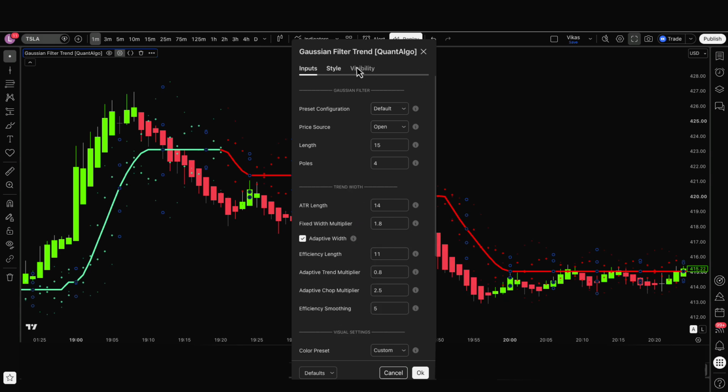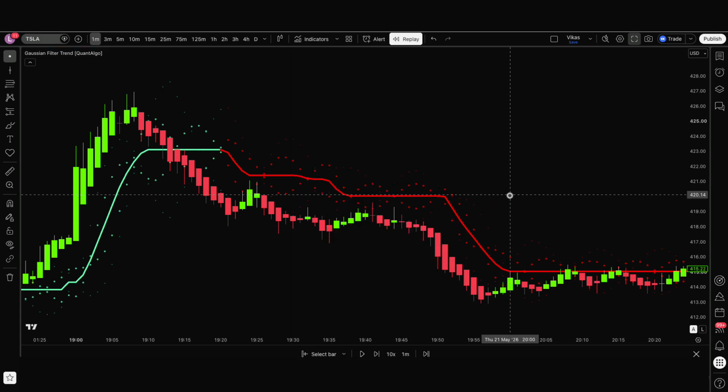Once all changes are made, click OK. Our complete trading setup is now ready.